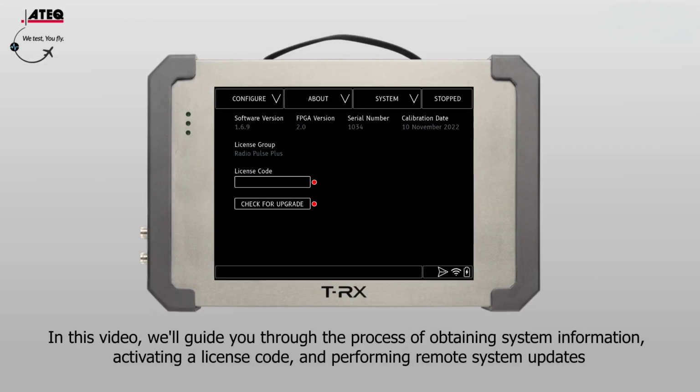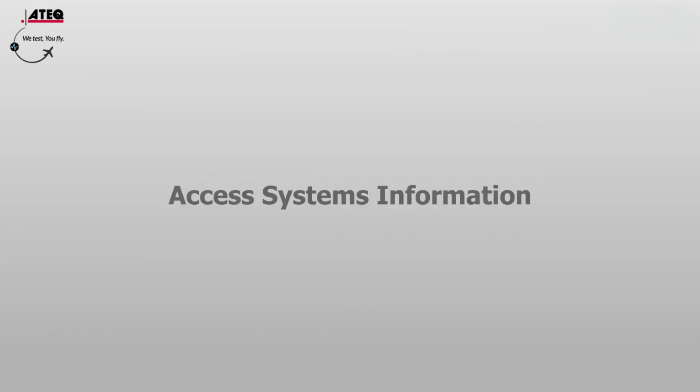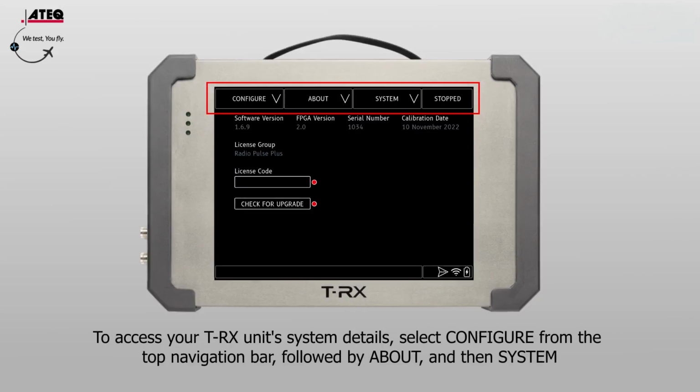In this video, we'll guide you through the process of obtaining system information, activating a license code, and performing remote system updates. To access your T-Rex unit system details, select Configure from the top navigation bar, followed by About, and then System.